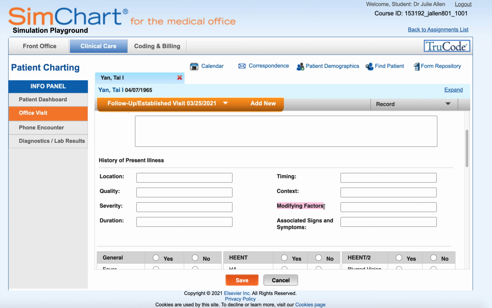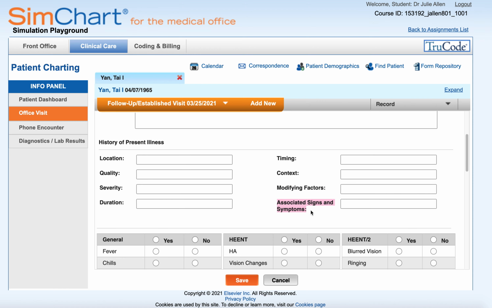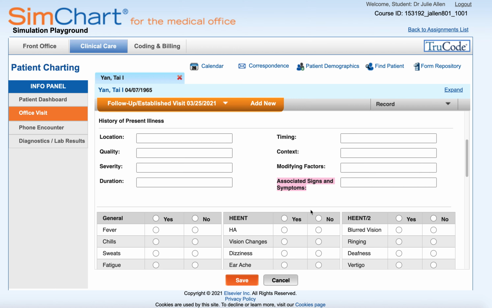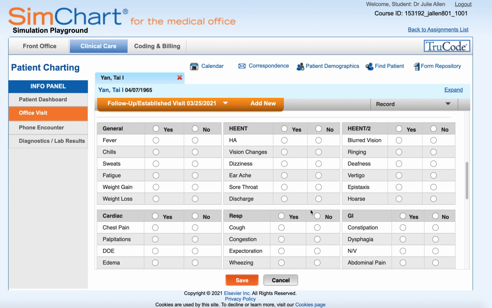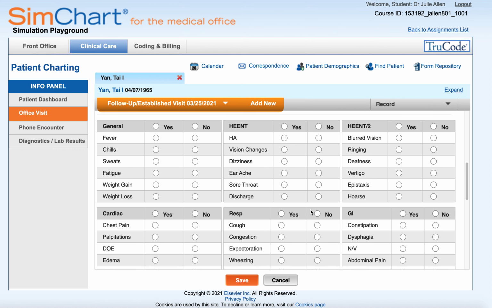Modifying factors would be things like, what helps ease the pain, things like medications, different actions, maybe laying down helps mitigate the symptoms, and then any associated signs and symptoms. And then we also have a review of systems here that's broken down by body system. And again, this is just a really great guide to prompt the clinician to ask about common signs and symptoms as organized by body system.